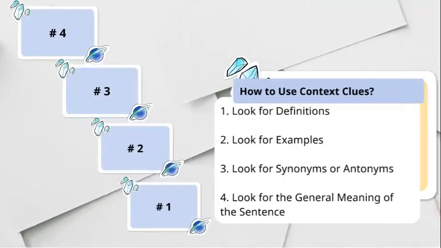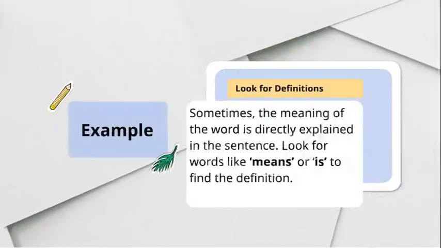Now, let's see how to use context clues, how you can look for the clues in your text. There are four ways of doing it. I'll explain each one to you one by one.